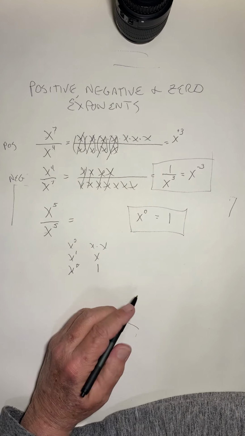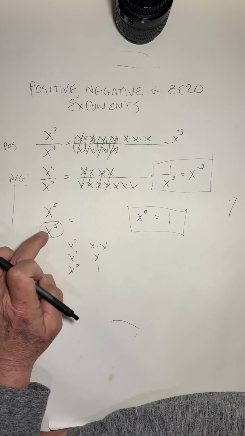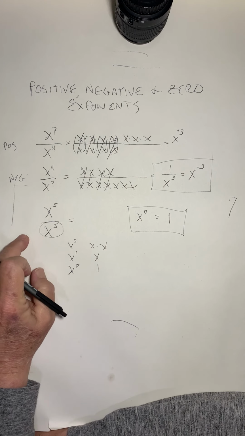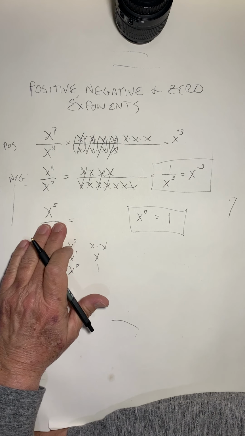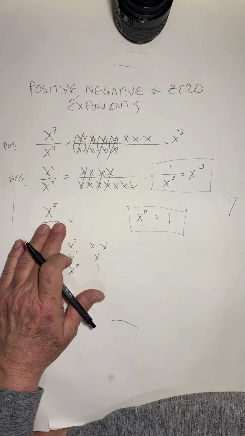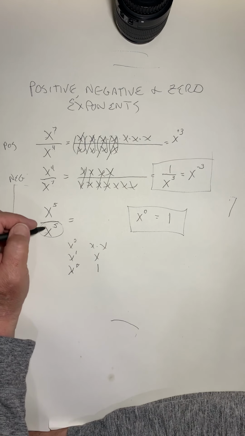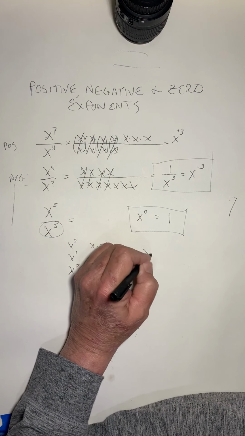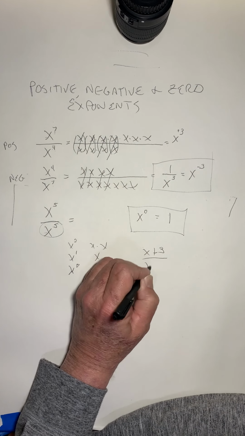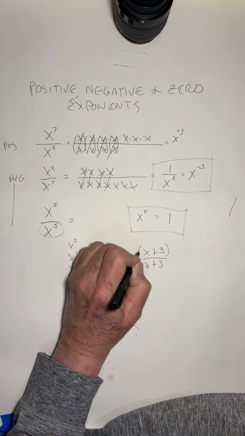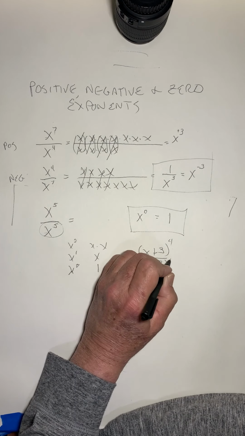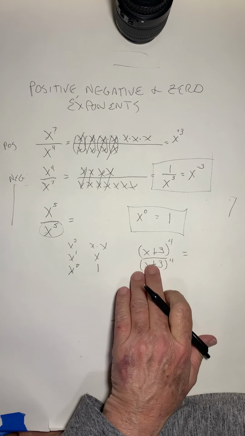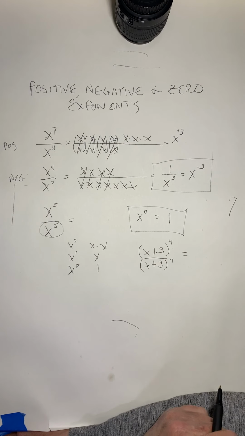Now, the one thing I've got to be careful of is the denominator cannot be 0, because if I divide by 0, what happens? People die. So as long as x is not 0 in this case, or for example, if I had x plus 3 divided by x plus 3, each of those to the 4th, as long as x is not negative 3, that would make this 0. When I divide by 0, people die.